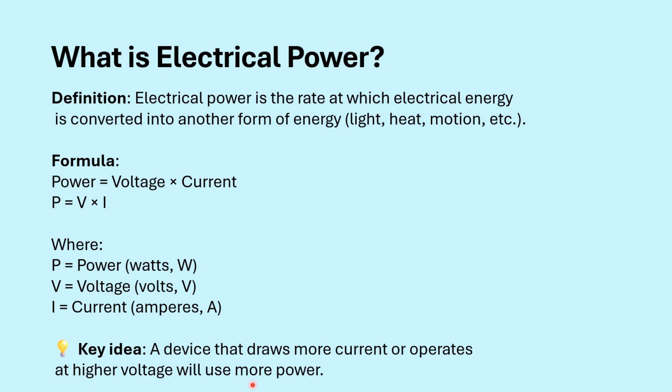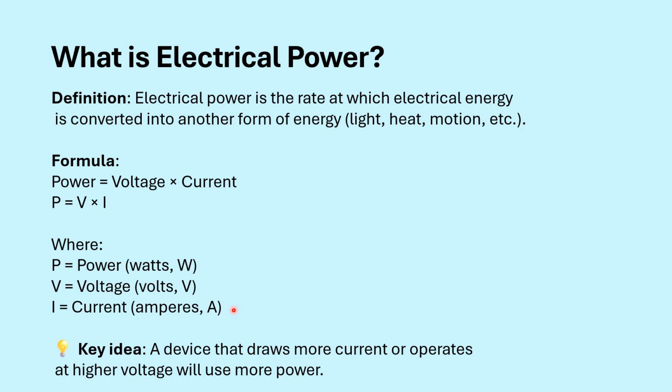First of all, what is electrical power? Electrical power is the rate at which electrical energy is converted into another form of energy: light, heat, motion, etc. So our formula here is the power is equal to the voltage times the current in a circuit, or P is equal to V times I. And the power comes in units of watts, the voltage in units of volts, and the current in units of amperes. And we've seen this before in the Ohm's law video.